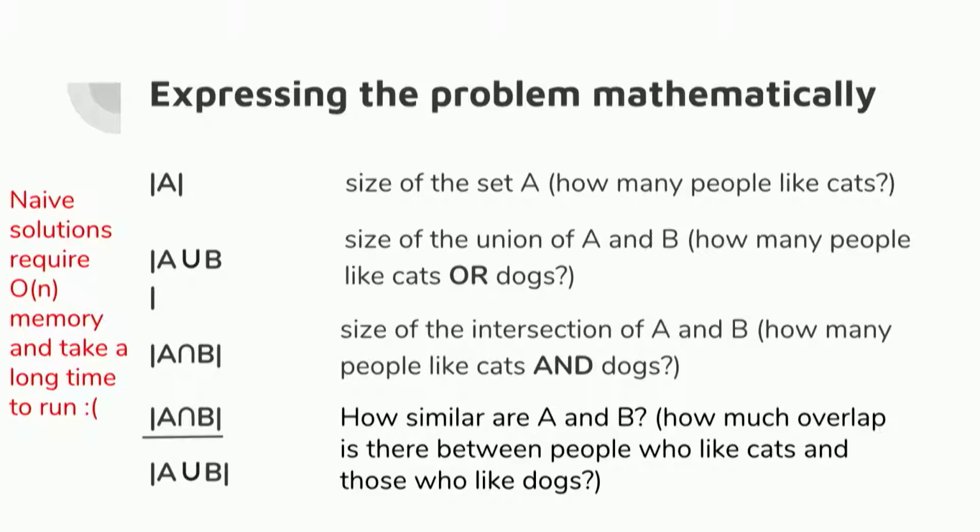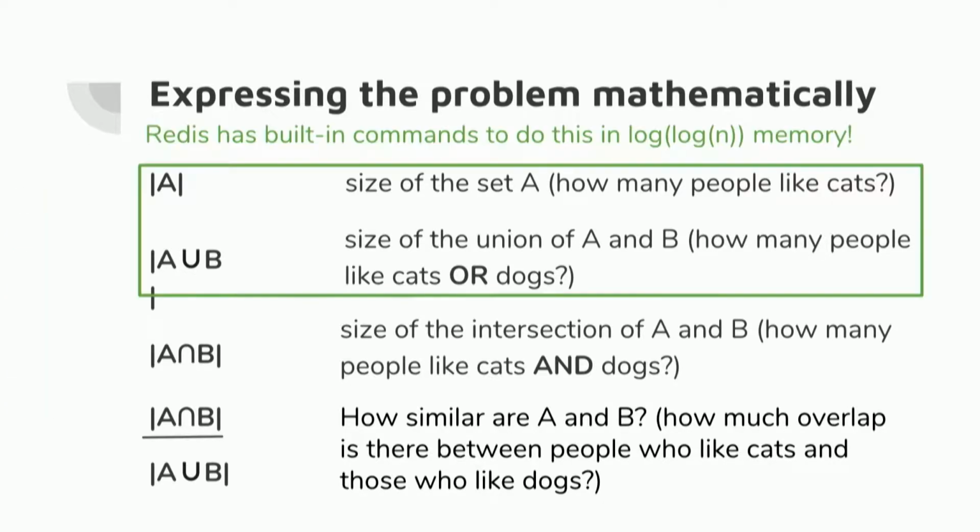So these are the mathematical queries, or mathematically speaking, this is how we can express the problems we're trying to solve. And again, the naive solutions require O(n) memory, require O(n) runtime, and they take a really long time and are expensive to run in the worst case. And again, Redis can solve this for you using something called PFCount. So thankfully, not a ton of people raised their hands when I asked about PFCount. So hopefully, you guys will walk away with some new information here.